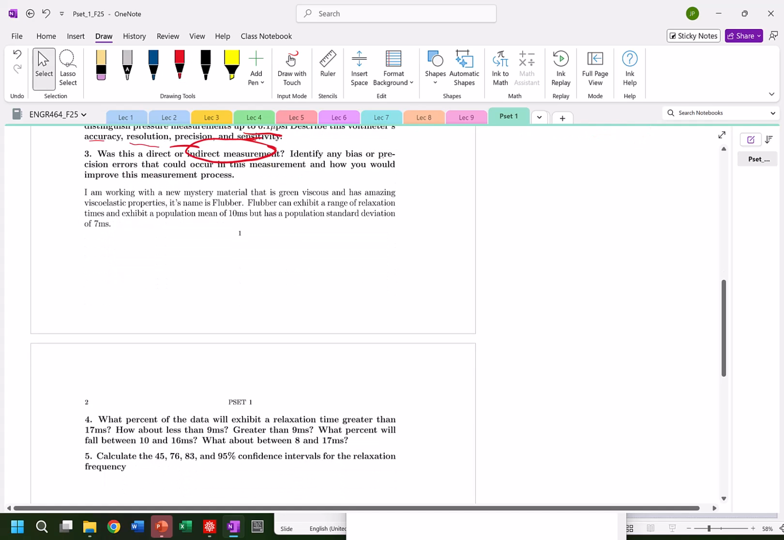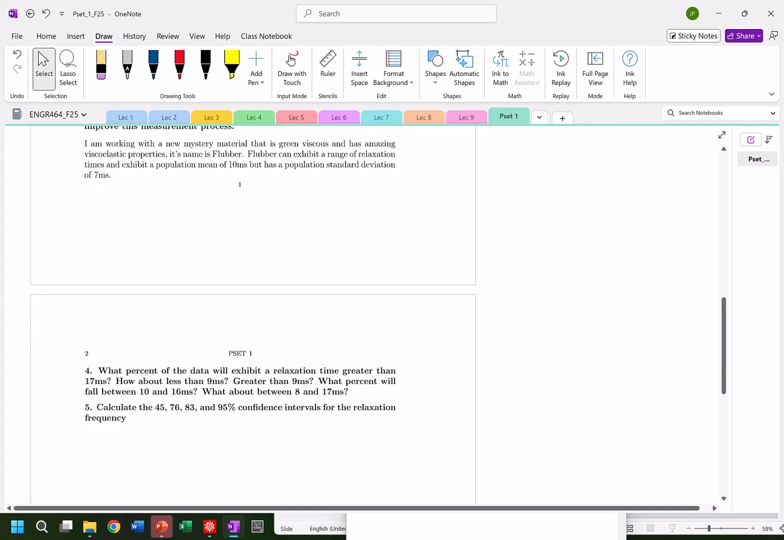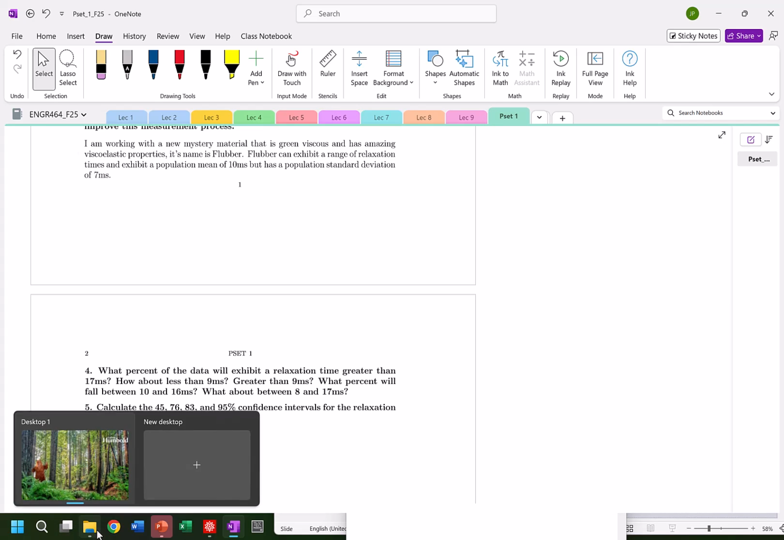All right. Working with a new mystery material. Green, viscous, has amazing viscoelastic properties. Name is flubber. Let's calculate some of these values.